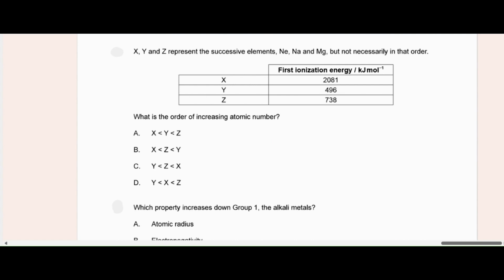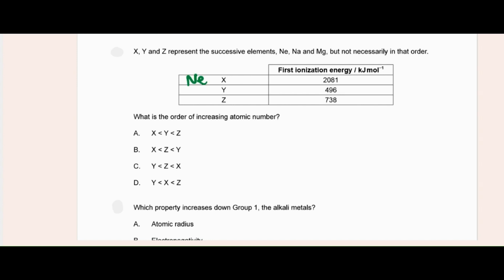X, Y, and Z represent the successive elements, neon, sodium, and magnesium, but not necessarily in that order. Okay, so let's get our periodic tables out. So looking at the periodic table, neon, sodium, magnesium. Okay. First ionization energy, that's all about the energy required to remove the outermost electron. So neon is stable, it's a noble gas, so that will require the most energy to remove one of its outer electrons. It will be a real struggle. So then we can safely assume that X is neon.